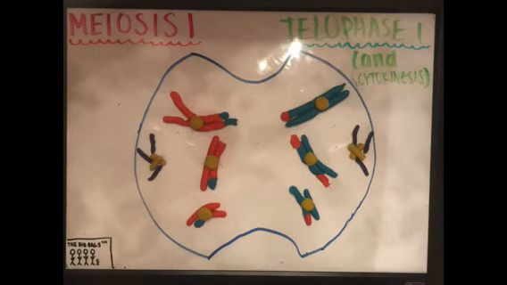In telophase 1, the chromosomes have arrived at the separate poles so that each half of the cell has a complete set of duplicated chromosomes. In animal cells, like the one we depicted, a cleavage furrow forms, and in plant cells, a cell plate forms. Cytokinesis usually occurs at the same time as telophase 1. Basically, it's when the two haploid daughter cells form.